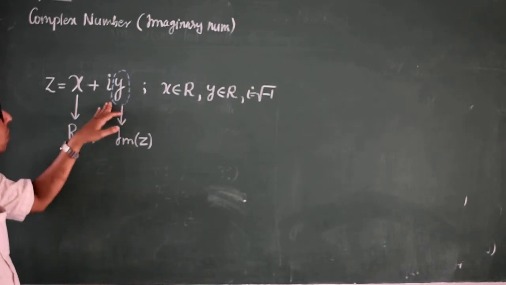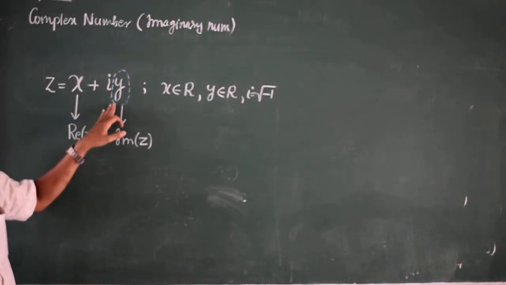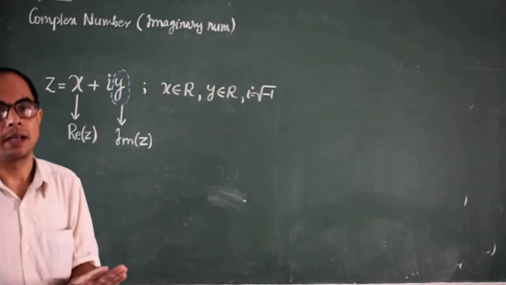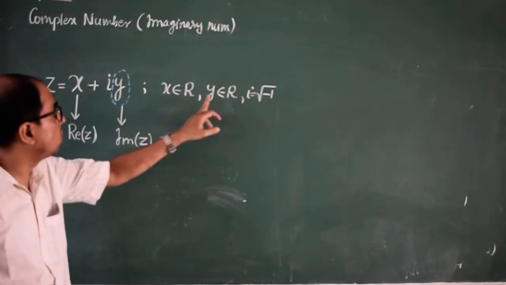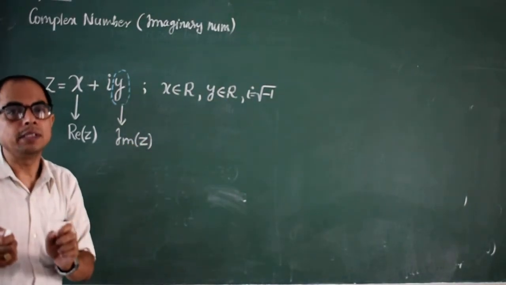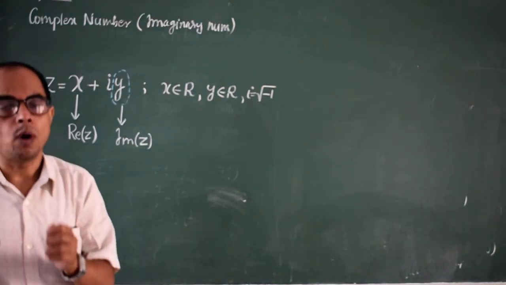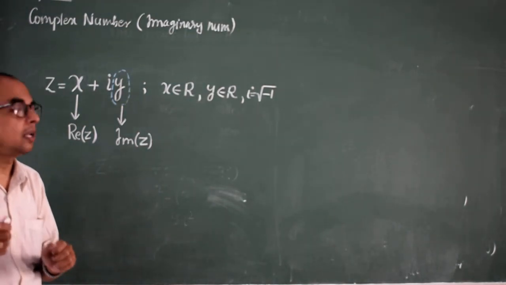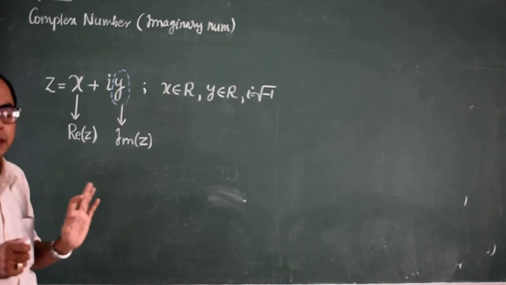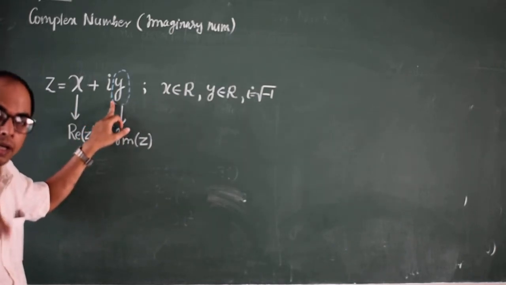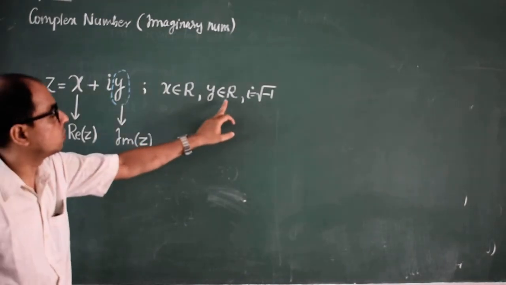Now, why is the coefficient of iota called the imaginary part? It doesn't mean that it is an imaginary number. y is also a real number. Only its name is given as imaginary part, because it is associated with iota. That's why its name is imaginary part. But it is also a real number. y is also a real number.